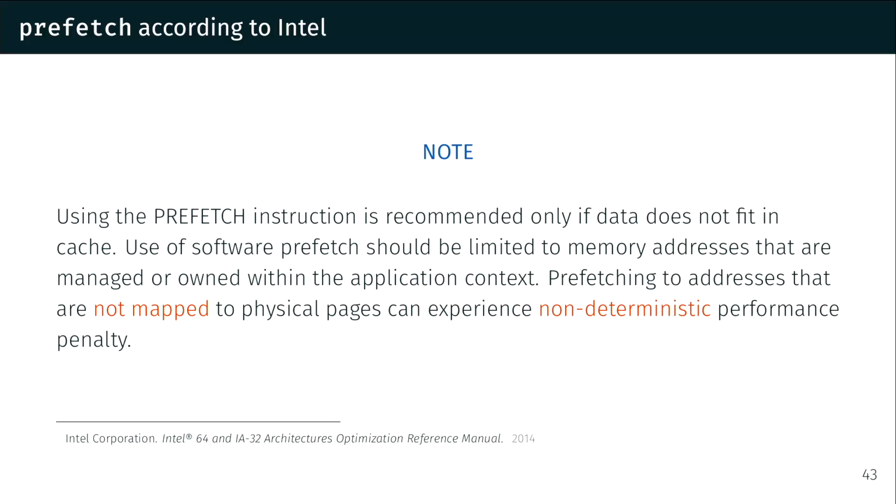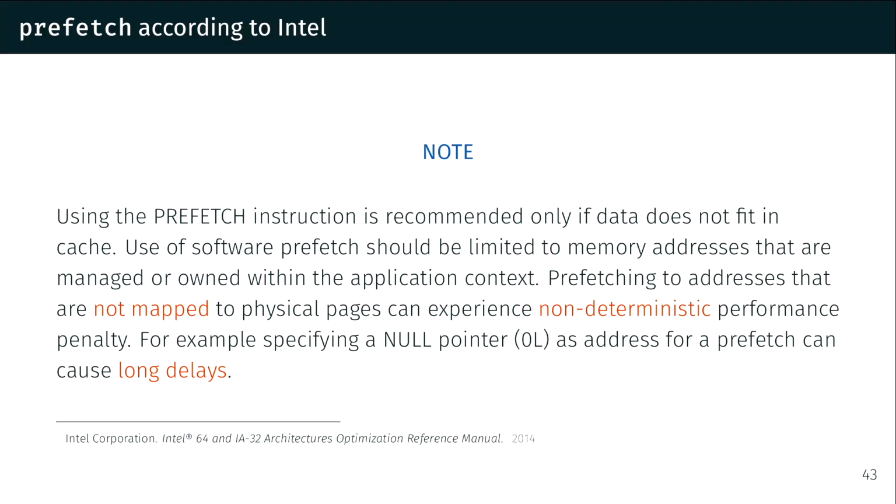Prefetching to addresses that are not mapped to physical pages can experience non-deterministic performance penalty. For example, specifying a null pointer as an address for prefetch can cause long delays. So we don't want to do that because our program will be slow. So let's take a look at what they mean with non-deterministic performance penalty, because we want to write good software, right? But before that, we have to take a look at a little bit more background information to understand the attacks.